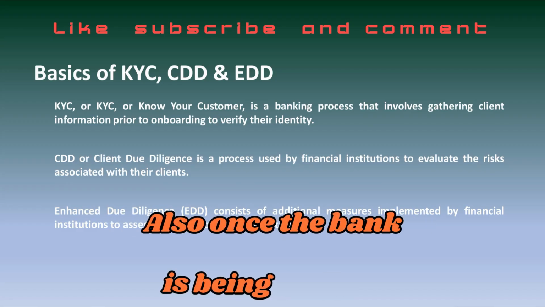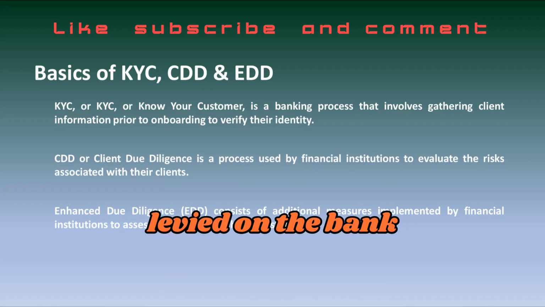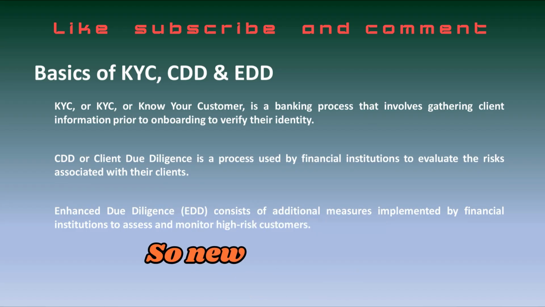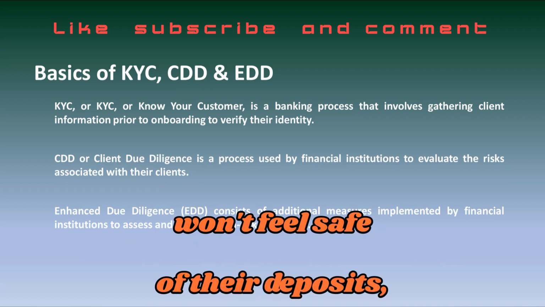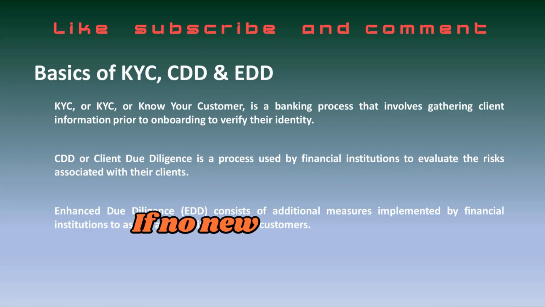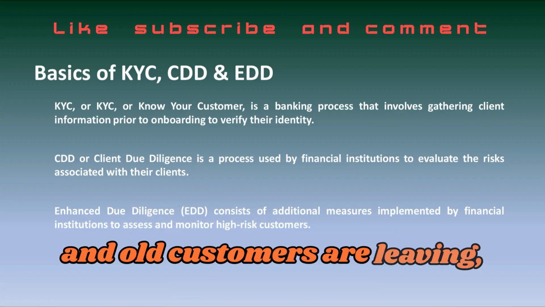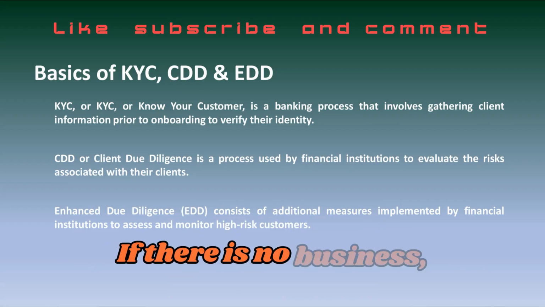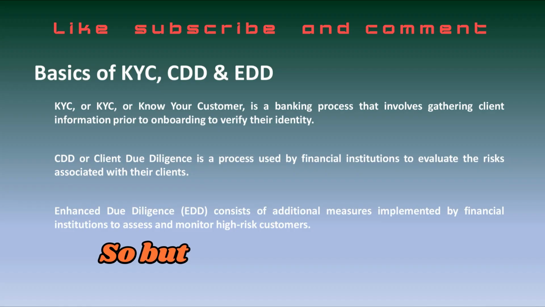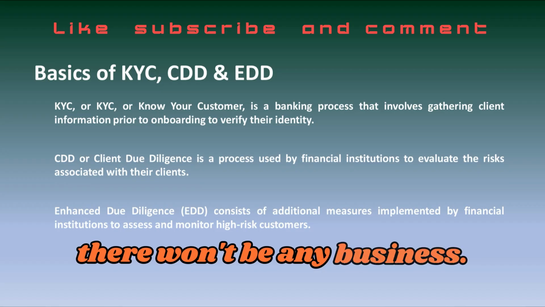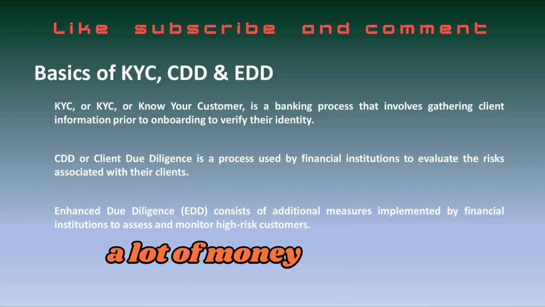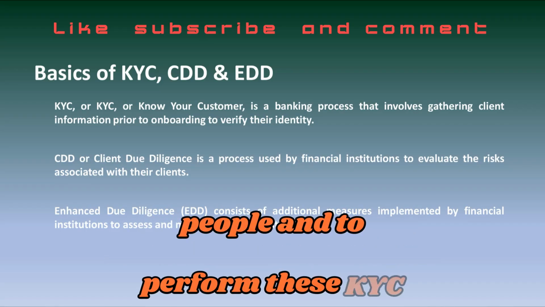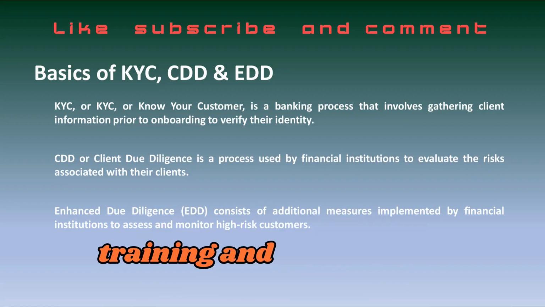Once a penalty is levied on the bank by regulators, they will lose the goodwill. So new customers won't be onboarded, and the existing customers won't feel safe about their deposits. They withdraw the deposits. If no new customers are onboarded and old customers are leaving, they don't have a business. If there is no business, there are no profits. But the main aim of business is to make profits. If there are no profits, there won't be any business. So that is the reason banks invest a lot of money to recruit people and to perform these KYC checks, AML checks, sanction screening and all that stuff.